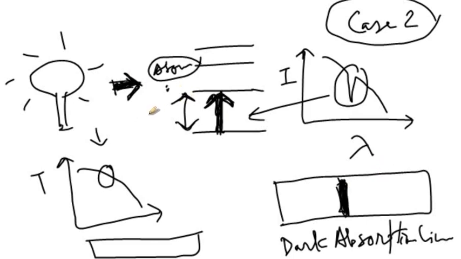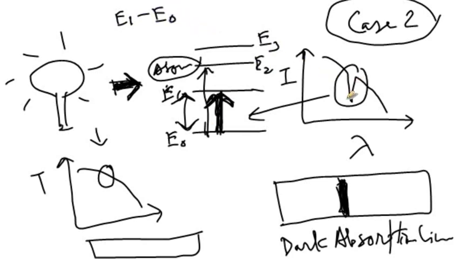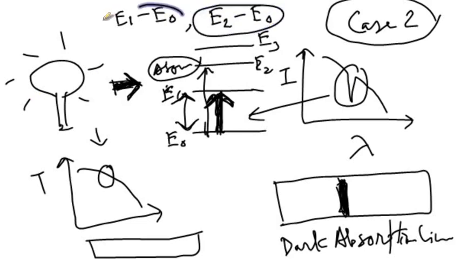Now suppose things get bad and there is yet another photon whose frequency matches this. If this is E0, this is E1, this is E2, and this is E3. Now till now I have talked about this photon whose energy was equal to E1 minus E0, right? So this photon has caused this. Now suppose there was another photon whose energy was E2 minus E0. What will happen? Tell me.